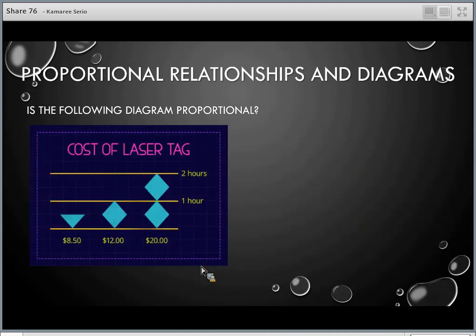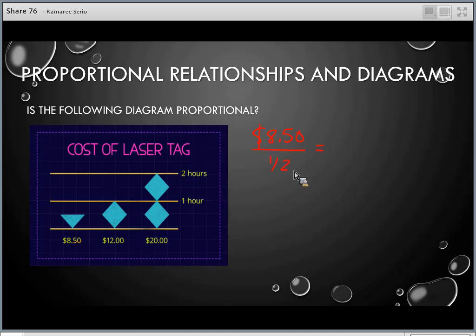Okay, here's another one. This diagram is a little bit different. So this is talking about pricing, right? So this is like our first one, second one, and our third one. And it's for 1 hour of laser tag and 2 hours of laser tag. So this first half rhombus here, it's just a triangle because it's half of it. So that means that I can pay $8.50. Remember, money always goes on top for 1/2 of an hour.